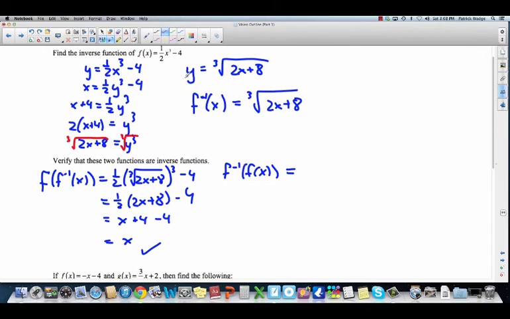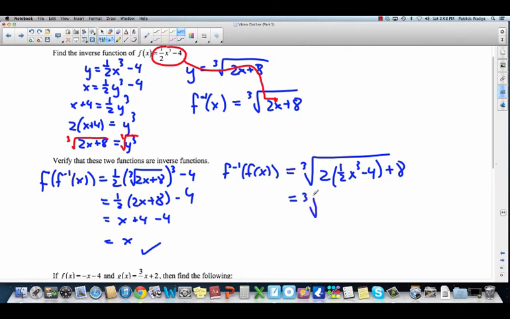What are we doing now? We're taking f of x, which is this amount, and we're plugging it into the x. So let's do that. So we have cube root of 2 times, there's the x, so that's where I'm going to write in the 1/2 x cubed minus 4, plus 8, equals cube root of 2 times 1/2 x cubed is 1x cubed, or just x cubed. 2 times negative 4 is negative 8 plus 8. That equals the cube root of x cubed. These cancel out. The cube root of x cubed is x. It worked. These two are definitely inverse functions of each other.